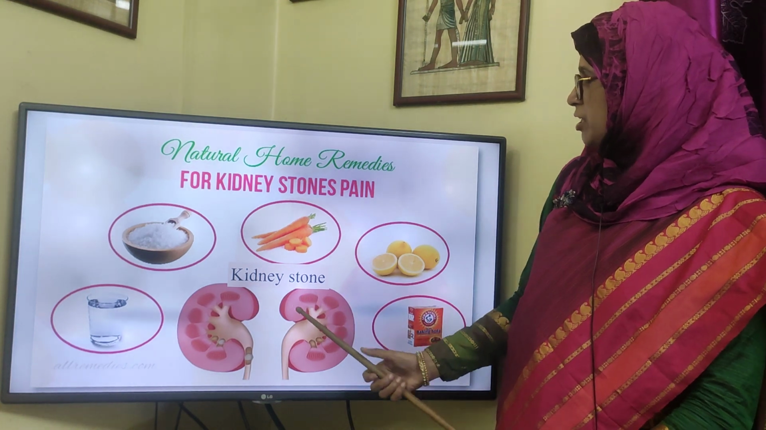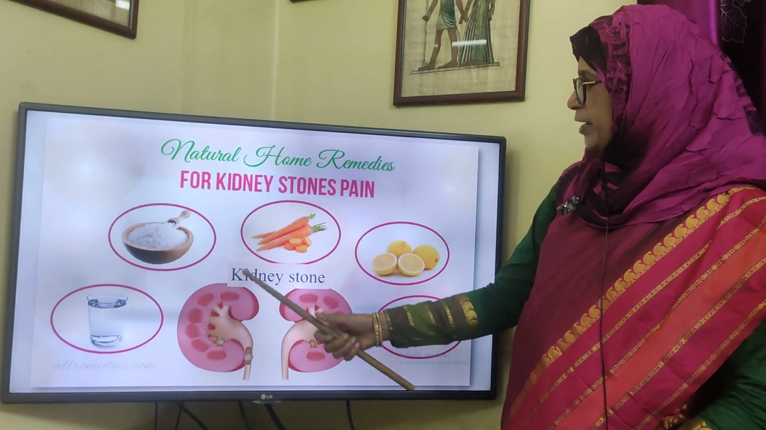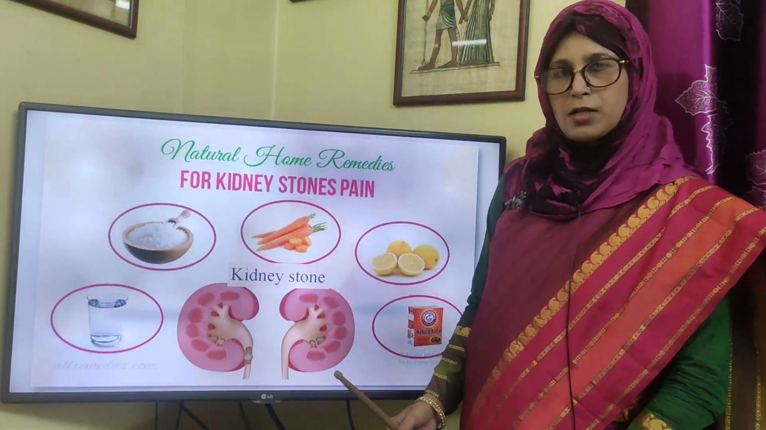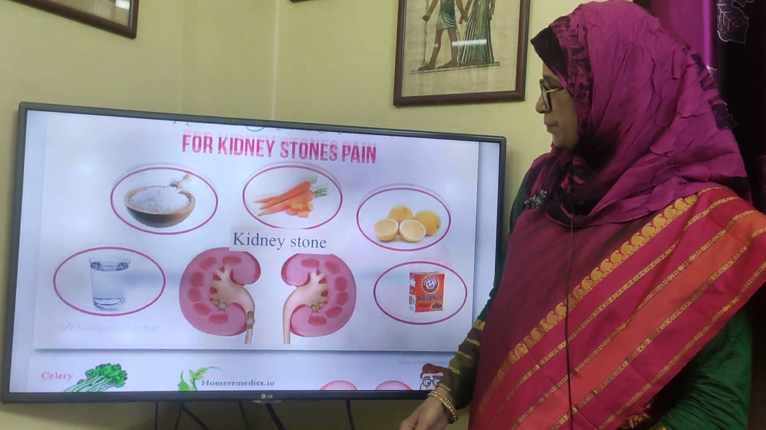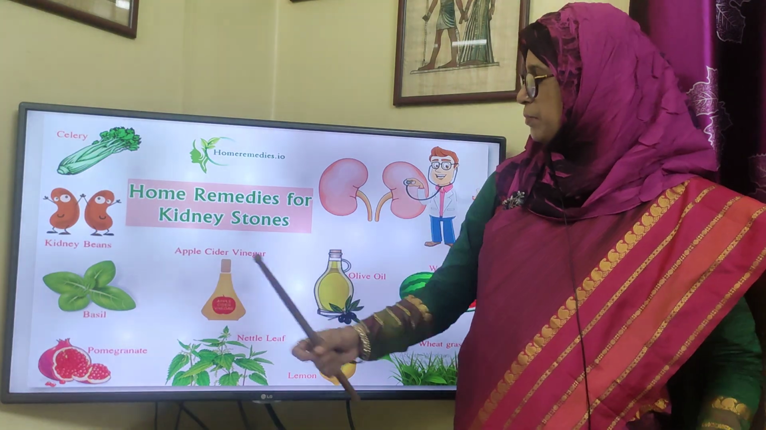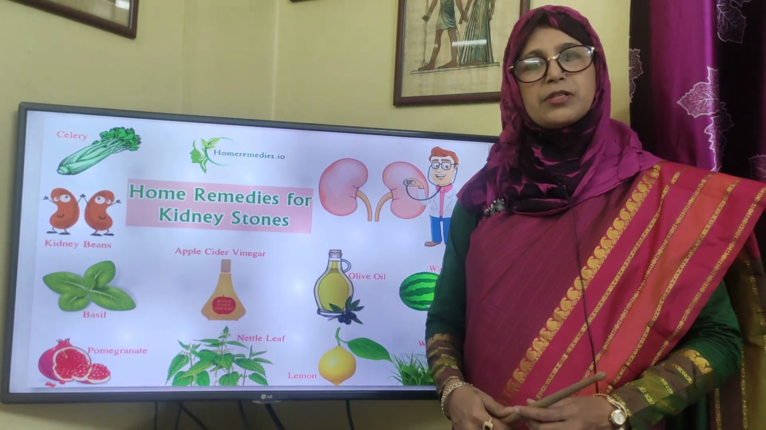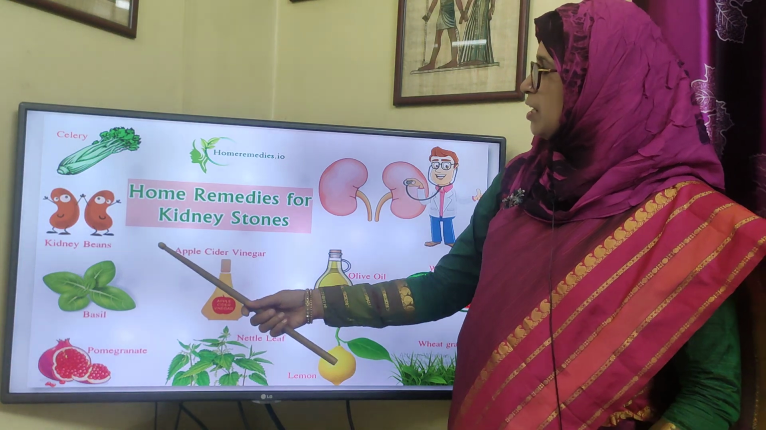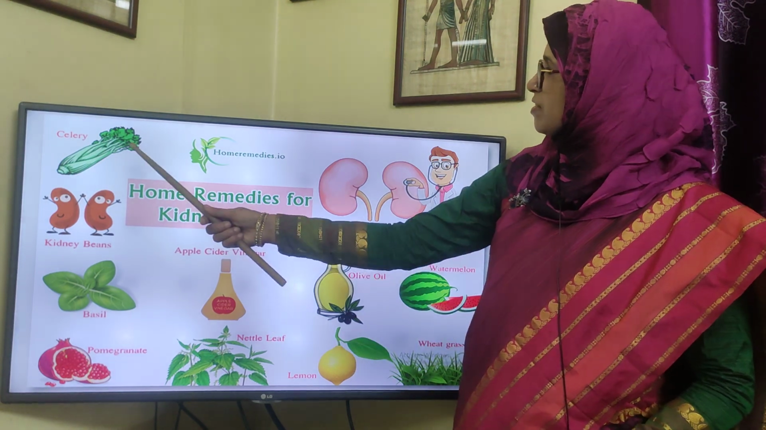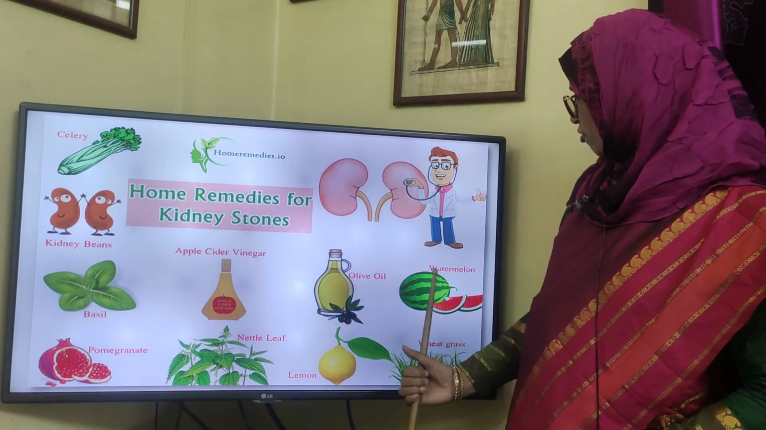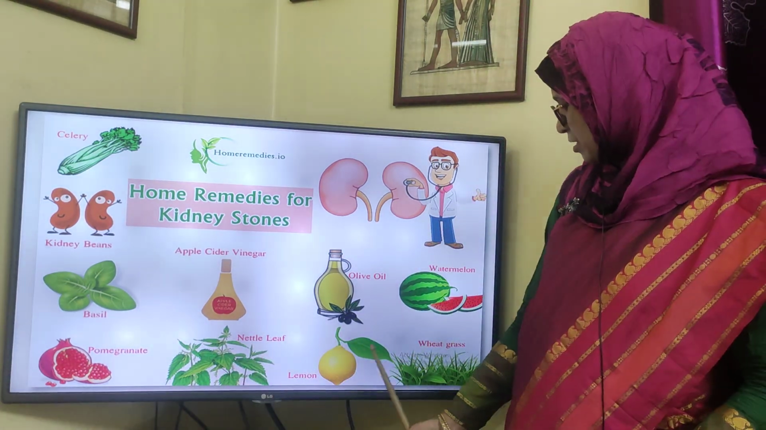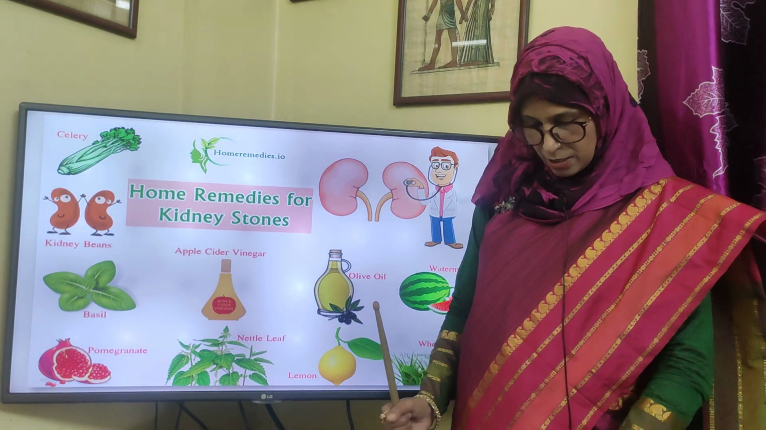Some home remedies for kidney stone pain: if we use these, we can easily relieve kidney stone pain. Home remedies for kidney stones: see here, kidney beans, another name is rajma, also a bean-like structure, because our kidney is bean shaped. Then celery, olive oil, vermilion, watermelon, pomegranate, nettle leaf, lemons, wheat grains, and these are the home remedies.